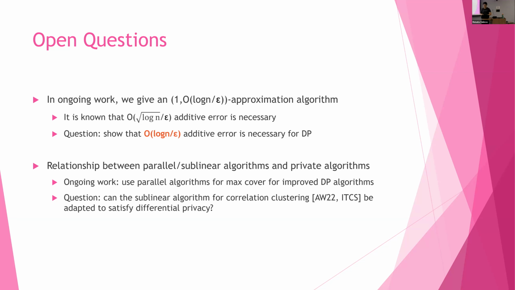And in differential privacy, the elements are the ones that are private. So basically, an element can be added or removed from the set, and you want to be able to choose the sets without using too much information about the existence of a single element in the set.